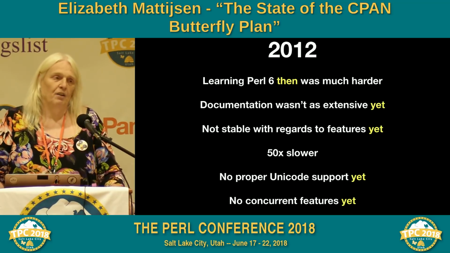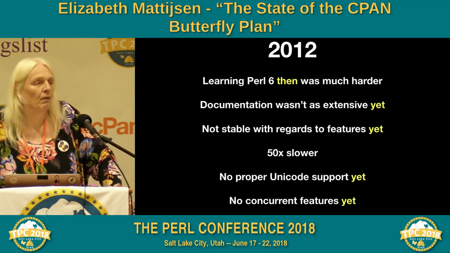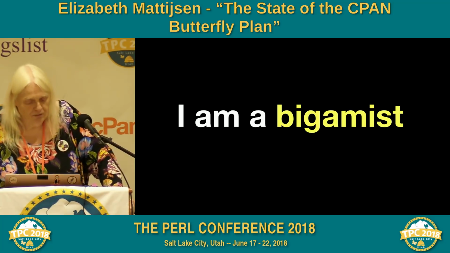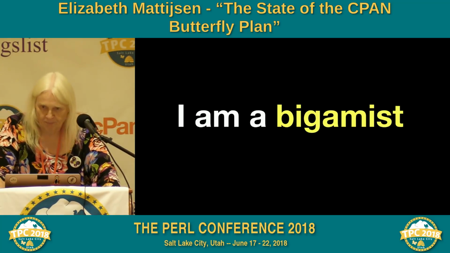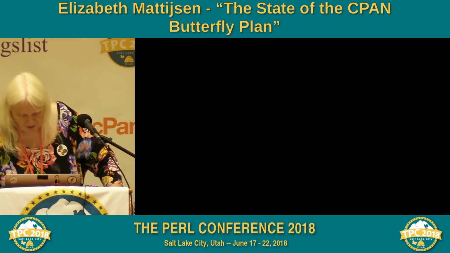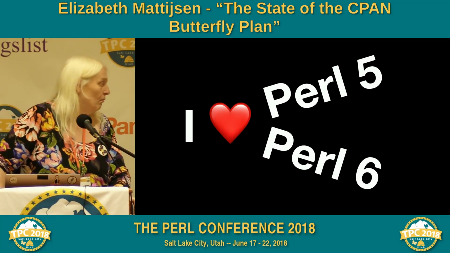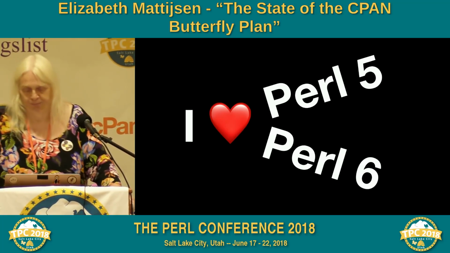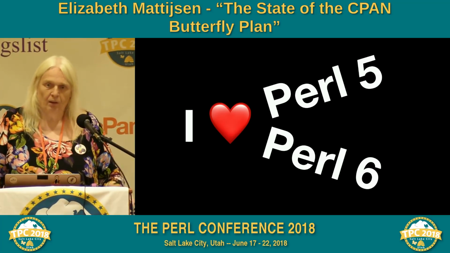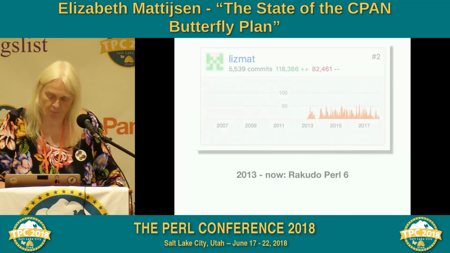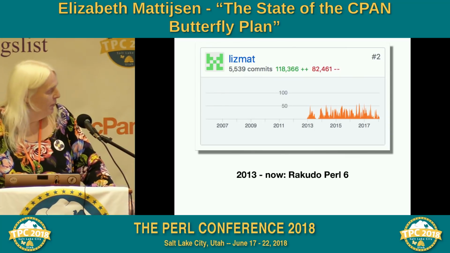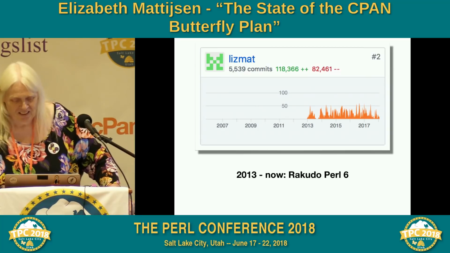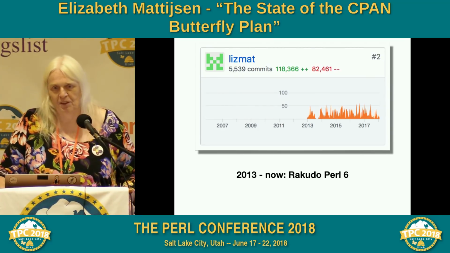But it was then actually that I realized something. I realized that I had to come out of the closet and confess that I'm a bigamist. I'm a bigamist because I love Perl 5 and I love Perl 6. But I was focusing on Perl 6 at the time. So somebody gave me a commit bit, and I'm now number 2 apparently at the number of commits in Rakudo.